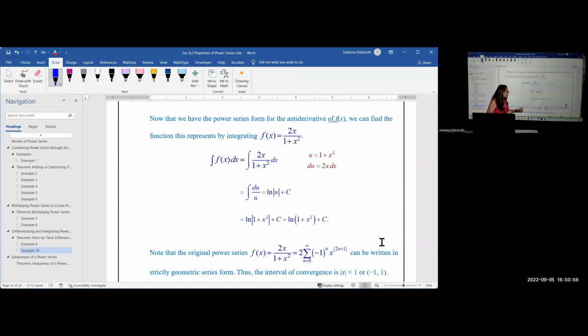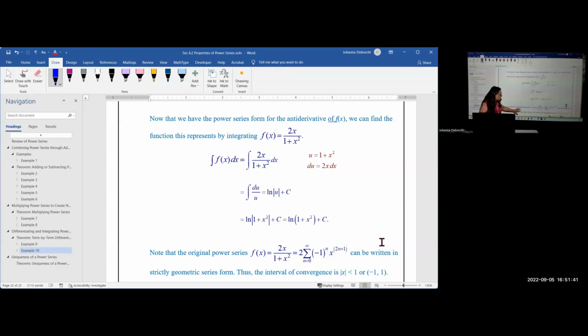So what we've got then is the natural log of u, which is 1 plus x squared plus a constant of integration. Now 1 plus x squared, no matter what x is, is strictly positive. So I can drop the absolute values and represent this as the natural log of 1 plus x squared plus some constant of integration. In other words, I just found a power series for a natural log function. Not a rational, well, it is a rational, but a natural log function. So it started rational and it ended up being a natural log function when I integrated it.